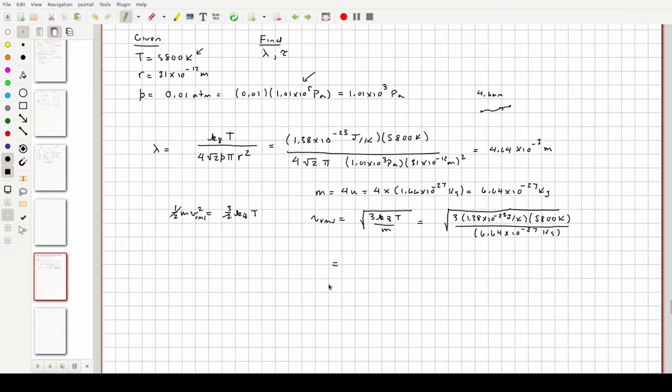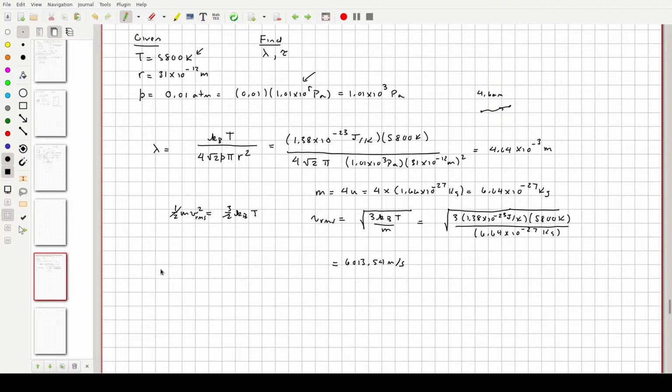So, if you solve for this, this is, let's see, the square root of 3 times 1.38 times 10 to the minus 23rd times 5,800, and divided by 6.64 times 10 to the minus 27th. And I get 6,013.